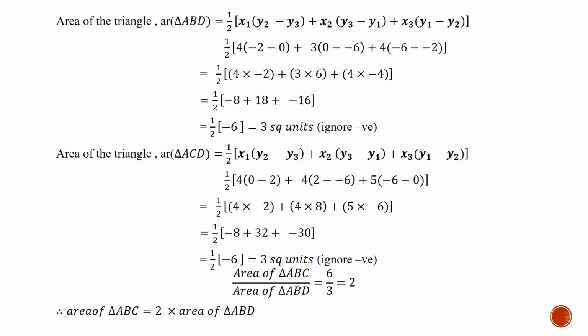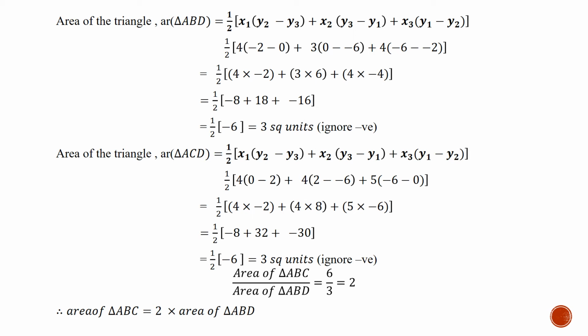Area of the triangle ACD is half into 4 into 0 minus 2 plus 4 into 2 minus negative 6 plus 5 into negative 6 minus 0, which is 1 by 2 into 4 into negative 2 plus 4 into 8 plus 5 into negative 6, which gives 1 by 2 into negative 8 plus 32 plus negative 30 equal to 1 by 2 into negative 6 equal to 3 square units.